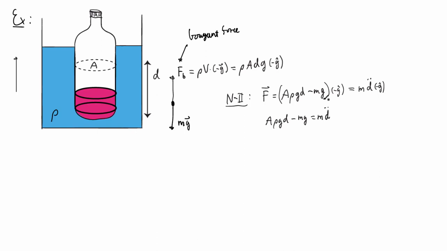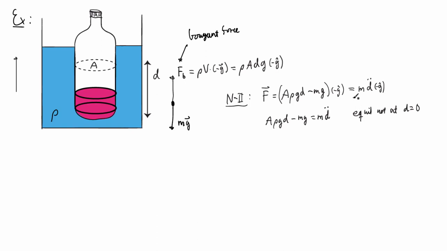So this looks approximately like the differential equation for harmonic motion, but not quite. We have the second time derivative of a position, and then we have the position itself times some constant. But we also have this extra thing here, minus mg. That's because the equilibrium point is not at d equals 0.